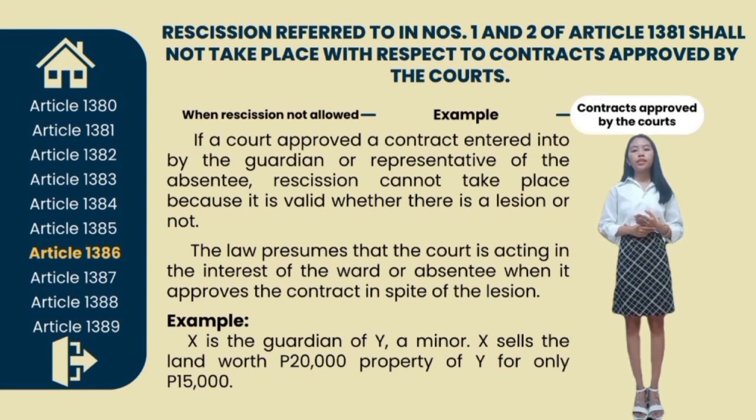For example, X is a guardian of Y, a minor, and X sells the land of Y, worth 20,000, for only 15,000. Here the contract of sale cannot be rescinded because the lesion is not more than one-fourth, unless the contract of sale is approved by the court. However, if the property is sold for less than 15,000, Y can rescind the sale by proper action in court upon reaching the age of majority.